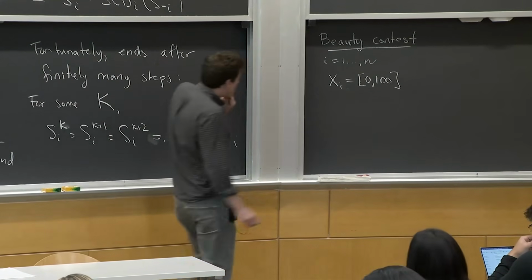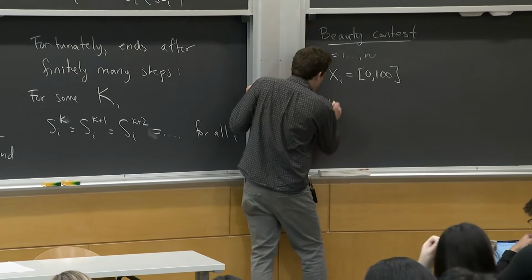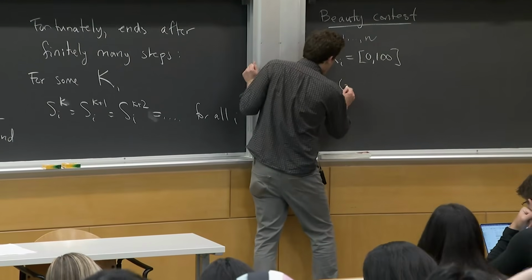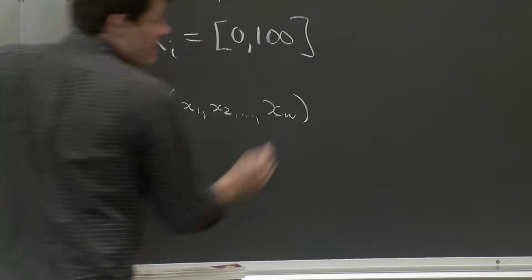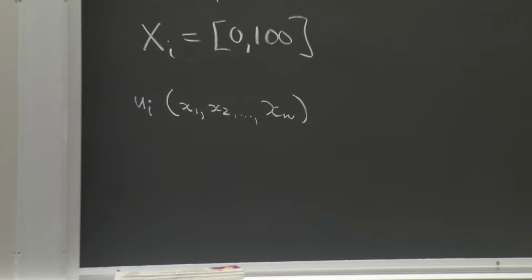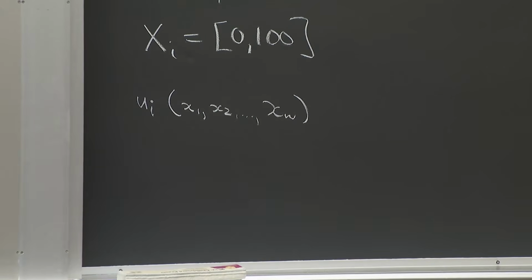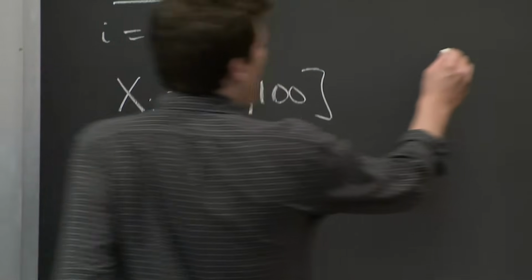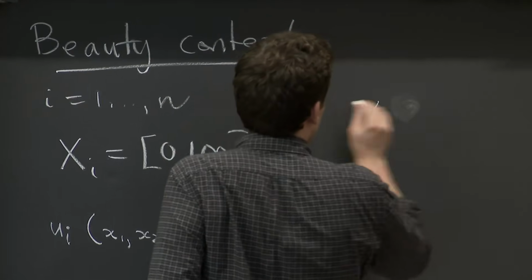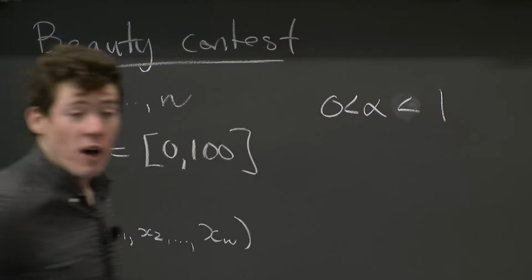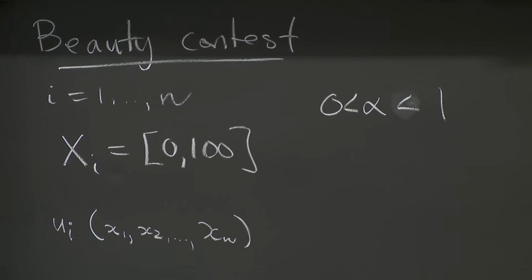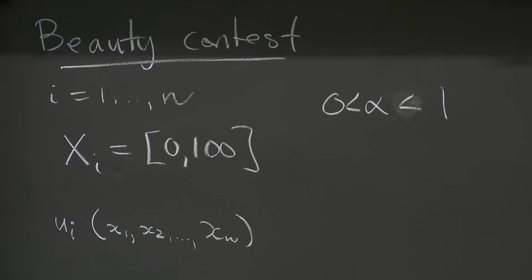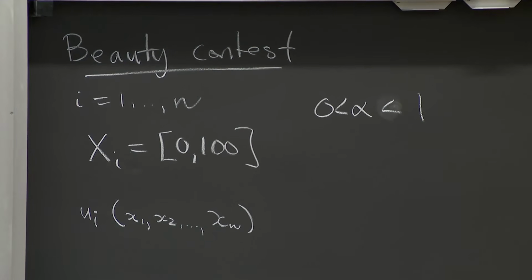Well, let's write down our payoffs. So let's say I'm player i, and the numbers chosen are x1, x2, all the way to xn. So we're going to consider here the alpha beauty contest. So we're going to have some number alpha that's between 0 and 1. And your goal is for your guess to match alpha times the average of everyone's guess. So on the first day of class, and the second day, we played the beauty contest with alpha equals 2/3, I think.